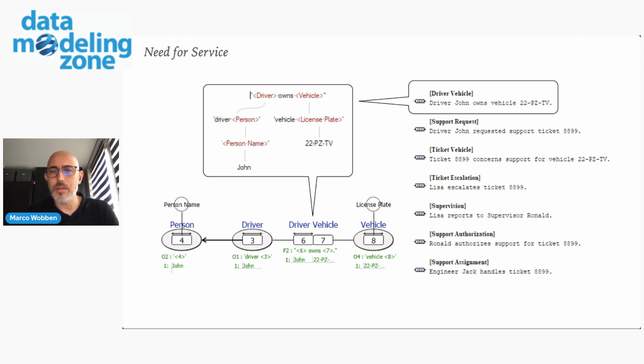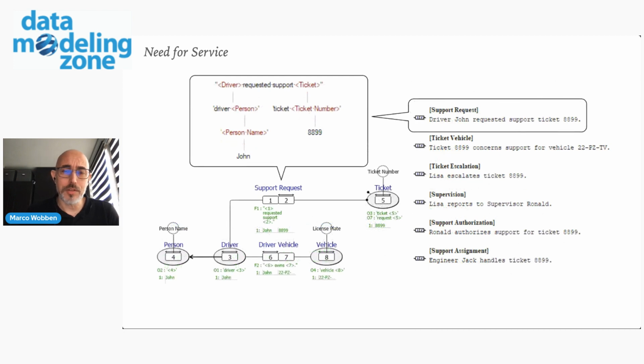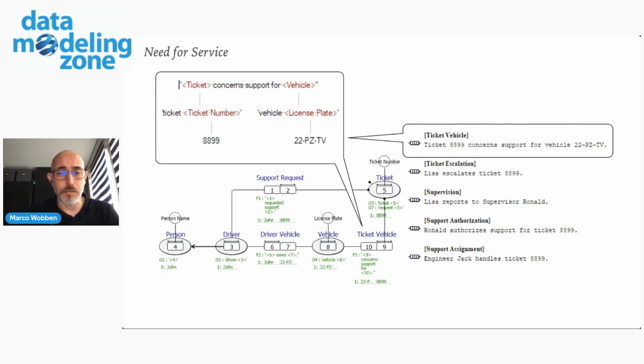Let's add the support request, and I'm going to expand this diagram by saying, okay, this is the information grammar from this fact, and it adds to the diagram that we already have. You can see the support request, and it basically connects the driver to a ticket, and it repurposes the previously entered facts and expressions and structure and all of that. So it actually adds a very smooth experience to the modeler. And we're going down. We're doing ticket vehicle, and again, it's an information grammar that simply adds one new fact type, ticket vehicle, and repurposes the vehicle and ticket.